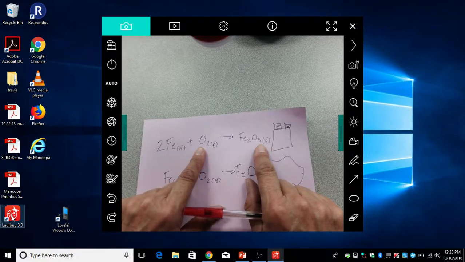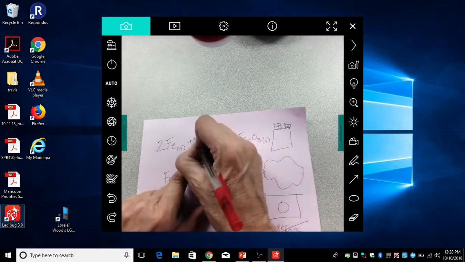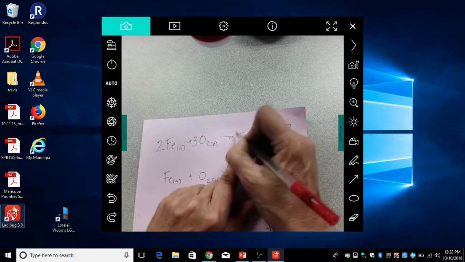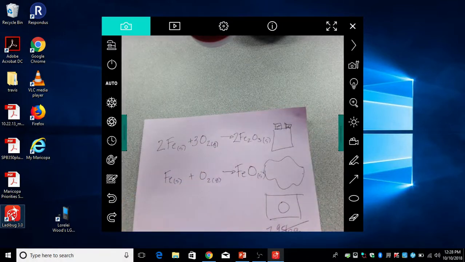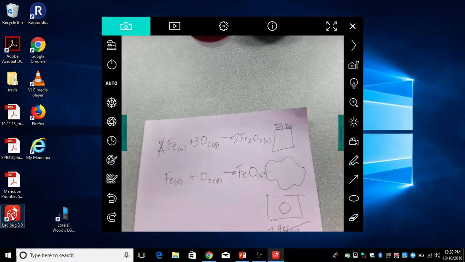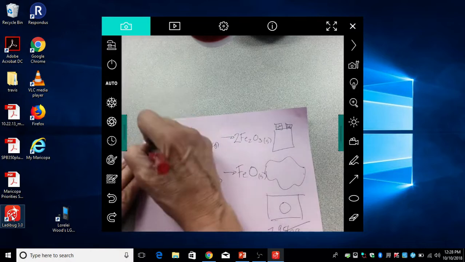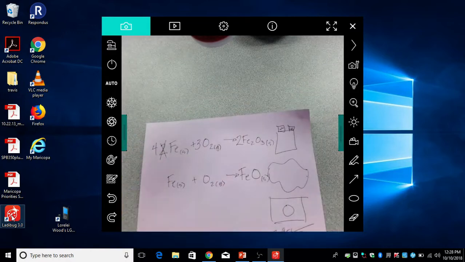6. So how can we make 6 on both sides? Put a 3 there and a 2 there. But now my guess and check method isn't working so good because now my ions are unbalanced. So how should I fix the iron? Put a 4 in front of the iron. So now this one's balanced. The law of conservation of mass has been obeyed.